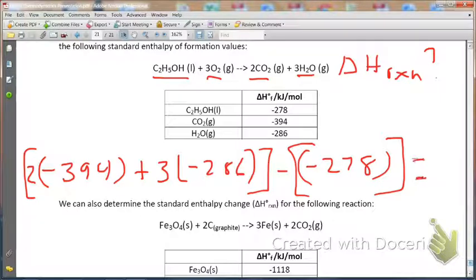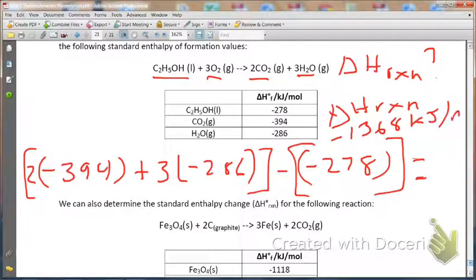So the overall delta H of this reaction, if we do the math, add everything up and multiply and subtract, we should find that the value is negative 1368 kilojoules per mole. Okay, so I'm just kind of squishing it in. Hopefully you write better than I do here. Right, so that's the value of that.